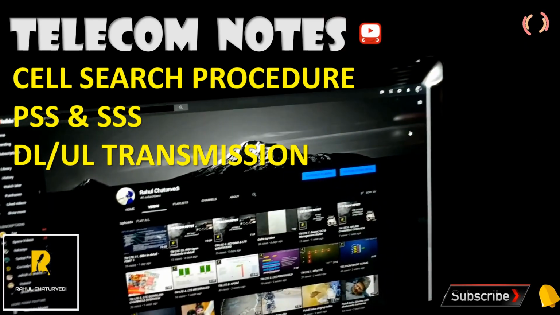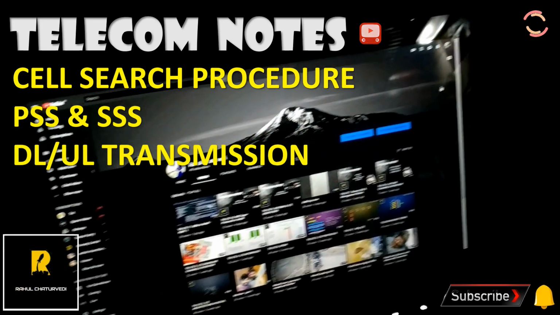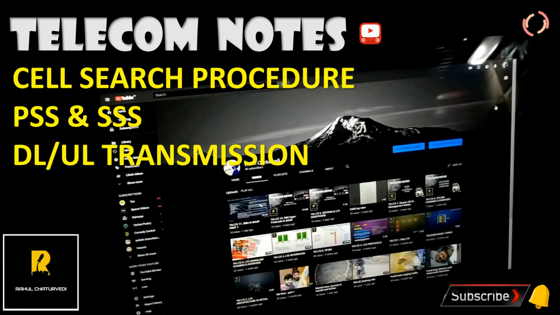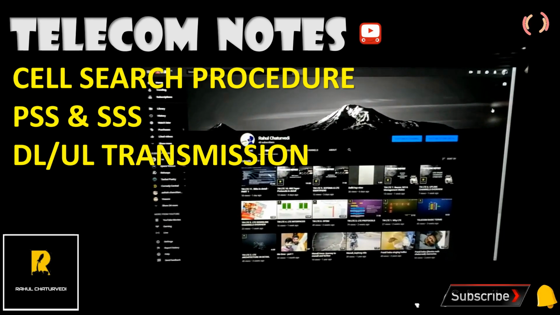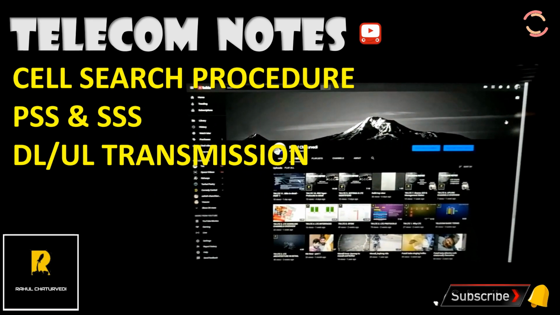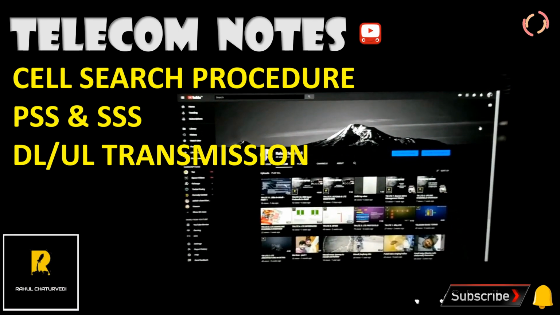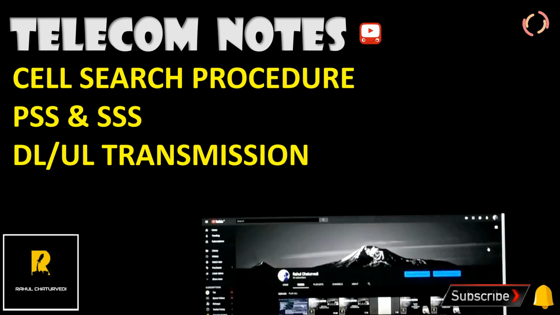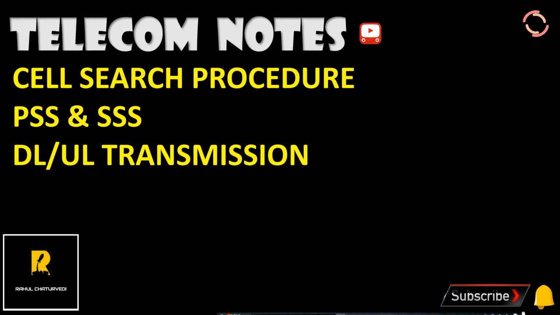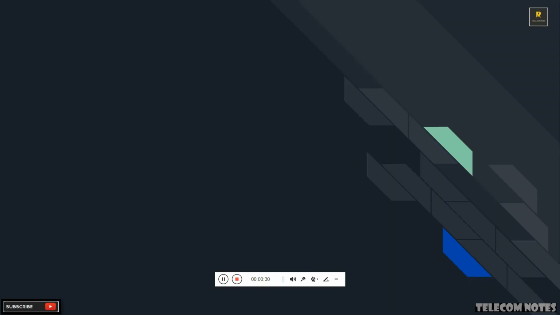How you camp on a cell. It means we are going for a detailed view over cell acquisition. In between we will have a look over the PSS and SSS, the synchronization signals, and at the end we will have a look at the DL transmission and UL transmission. So let's start then.